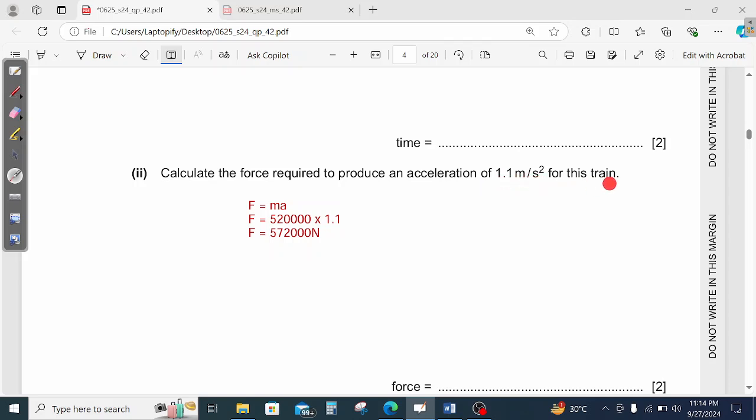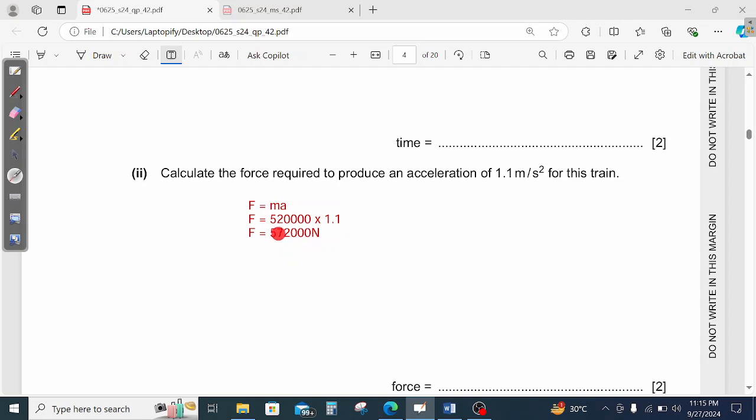Next is, calculate the force required to produce the acceleration of 1.1 meter per second square for this train. It has mentioned that you have to measure the force that produces acceleration of 1.1. So the mass is already given in the above question, 5,20,000, and the value of acceleration is given. Multiply these two terms, you will get 5,72,000 Newton.